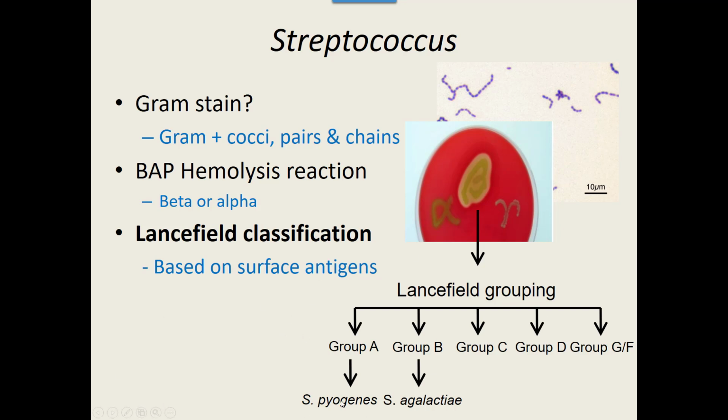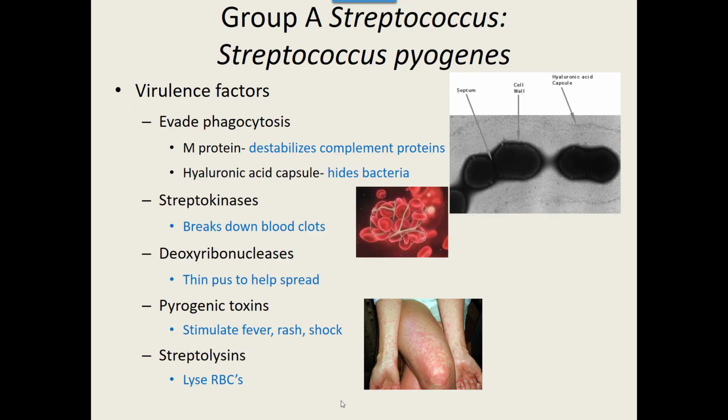Now, it also has quite a few virulence factors. Again, these are things that allow it to cause disease. Well, it's good for it, bad for us. One is that it can help evade phagocytosis, because it has this M protein on the outside of it that destabilizes complement proteins, which means complement proteins aren't going to be able to recognize, bind, and target for cell lysis. It also has a capsule on it.